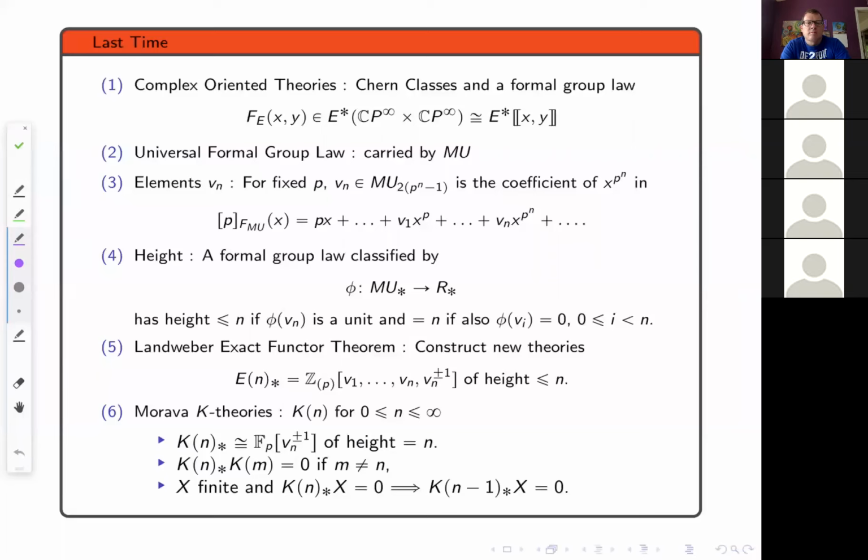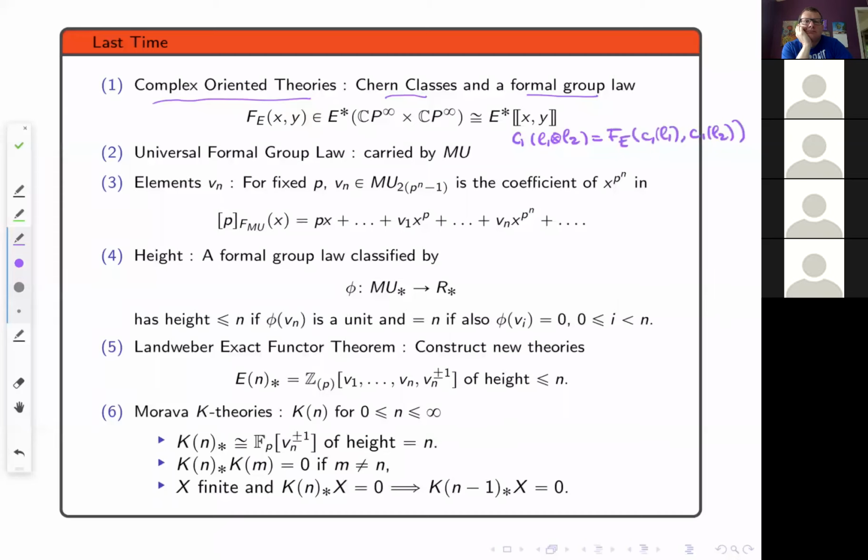So the first thing we did last time was we talked about complex oriented theories. These were theories that had Thom classes and a formal group law, and the role in life of the formal group law is the rule that tells you what is the first Thom class of a tensor product in terms of the Thom classes of each of the line bundles that you're tensoring.